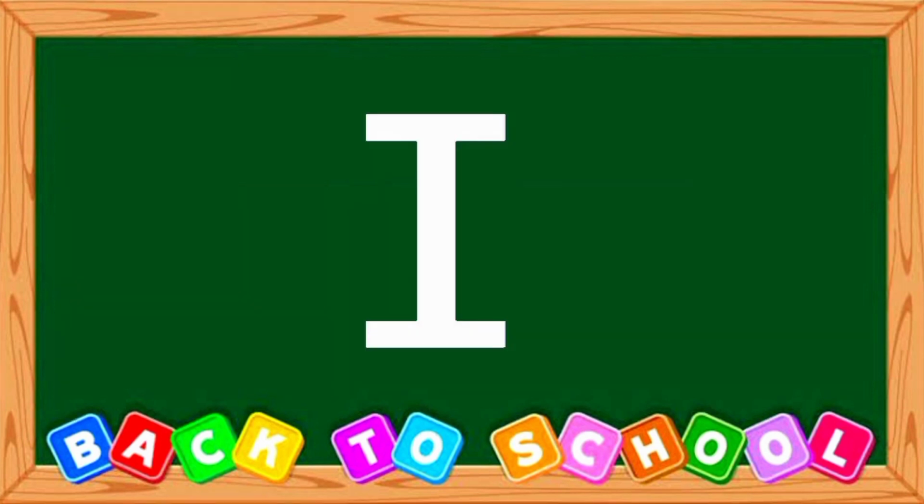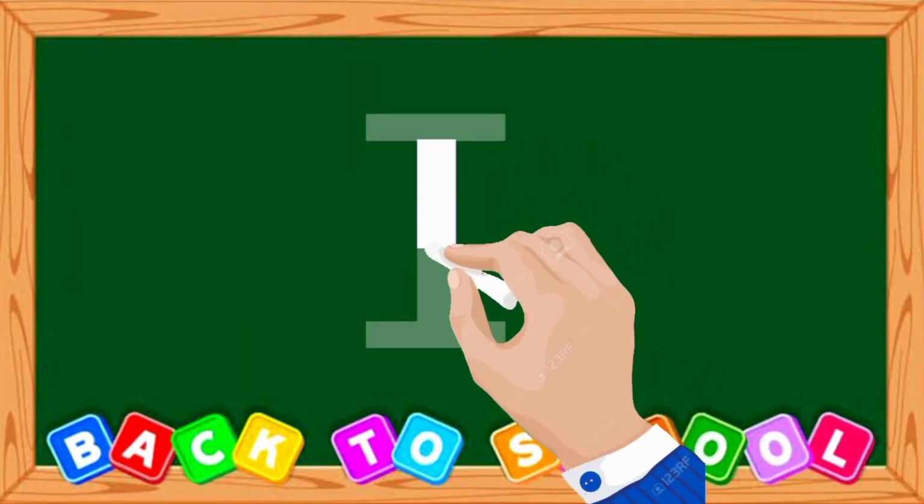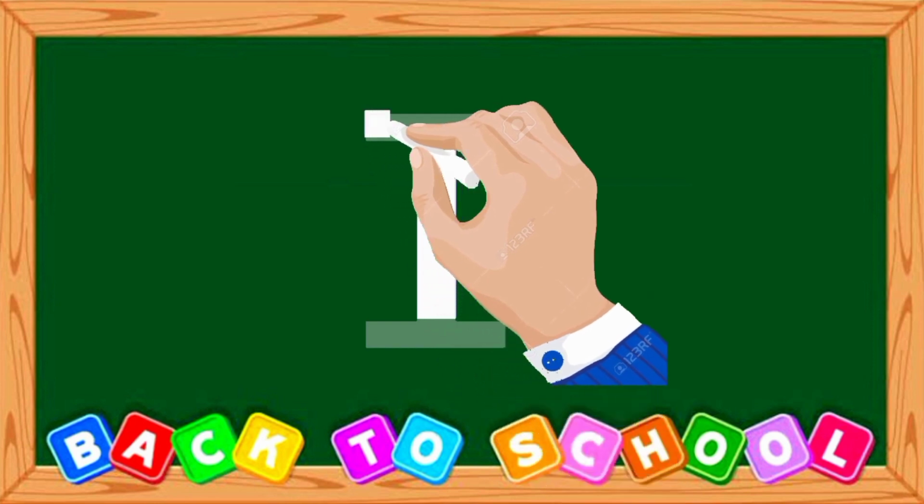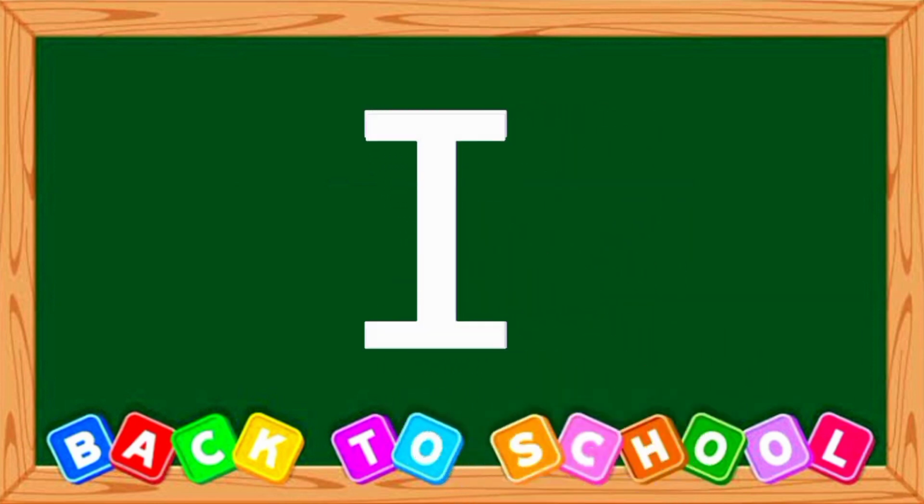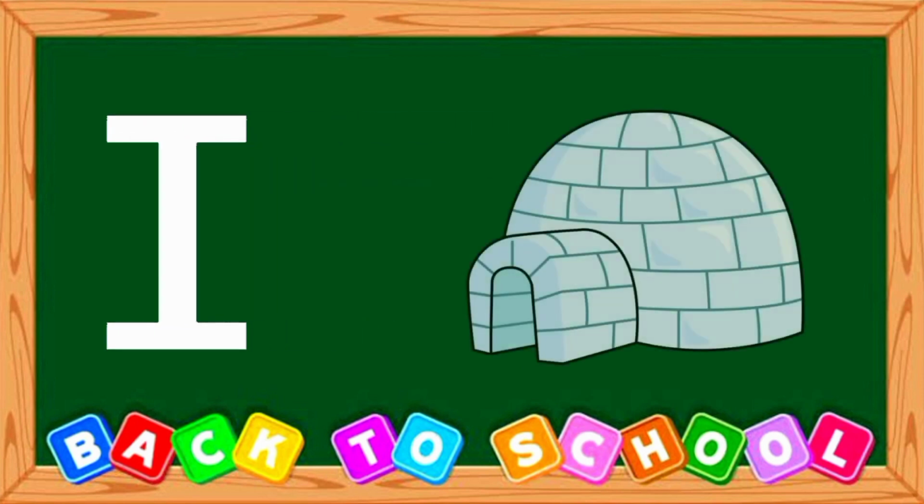Letter I. One standing line and a sleeping line at the top and a sleeping line at the bottom makes my letter I. I says I as in igloo.